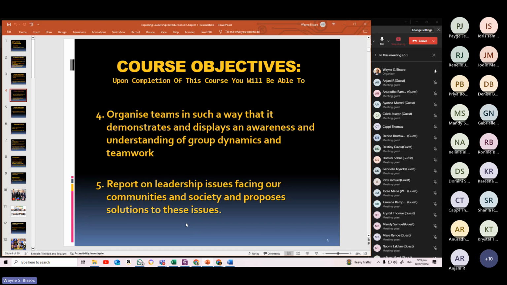So there's a team of you that's going to be presenting that chapter on groups and teams. Report on issues, leadership issues facing our community, society, and propose solutions. So throughout our discussion of the various aspects of leadership in terms of the model and its development and so on, we're going to be engaging in current and contemporary issues of leadership, and we are going to look at what we feel about them and how we think we should approach those things.